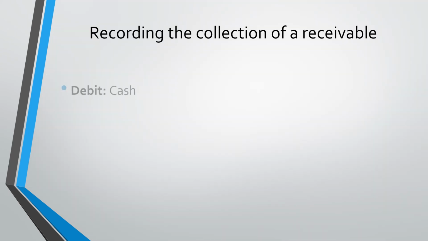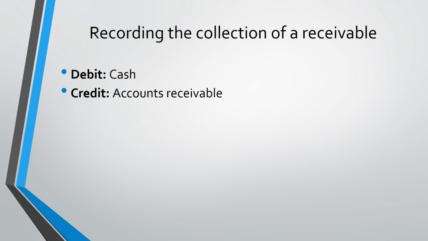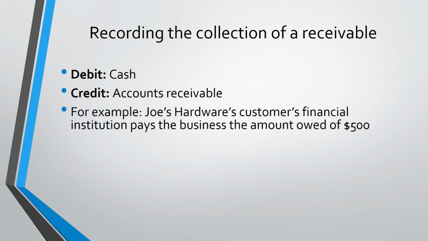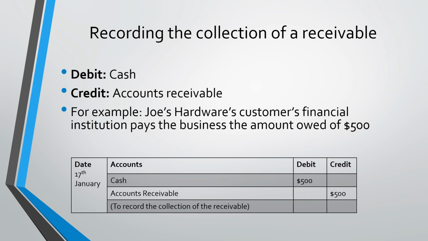We will now look at the collection of receivable, which describes when the business gets paid. To record this, we debit cash as cash is entering the business and credit accounts receivable as we no longer expect to receive this amount. As seen in this example, where in the general journal, cash is debited and accounts receivable is credited by the cost price, increasing the amount of assets and decreasing the amount of assets to balance the accounting equation.